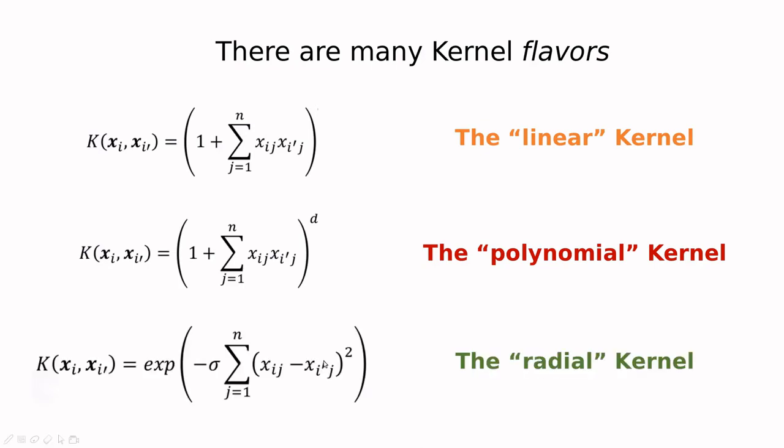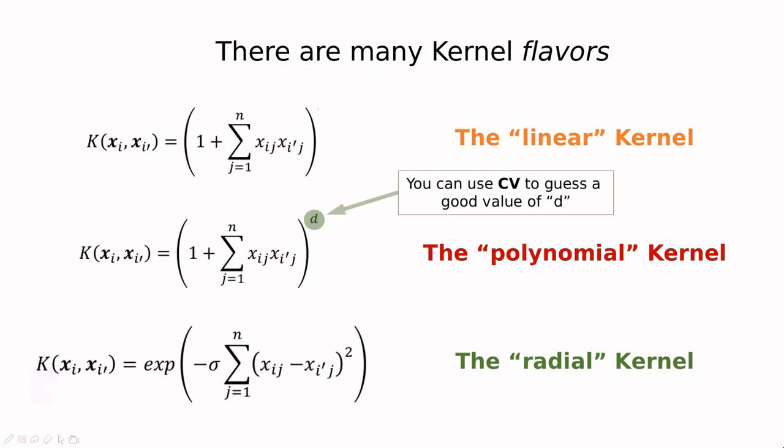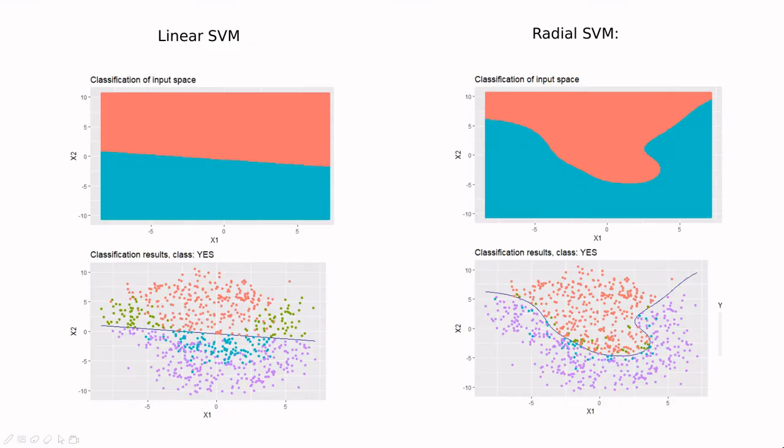And we have another type of problem, called the radial kernel, in which we are basically creating islands of data surrounded by different points. You can use cross-validation to get a good value for D, of course. So you don't have to be a mastermind in order to decide which is the best choice for D.